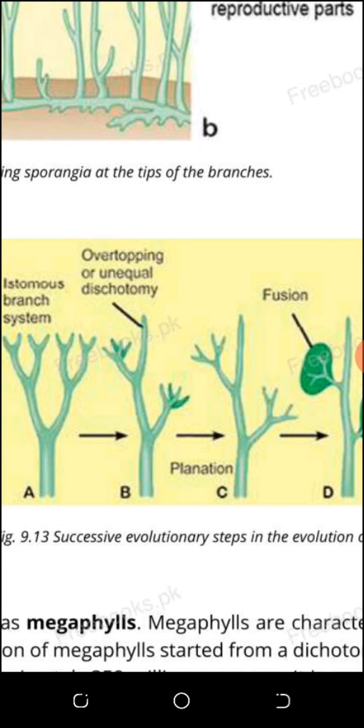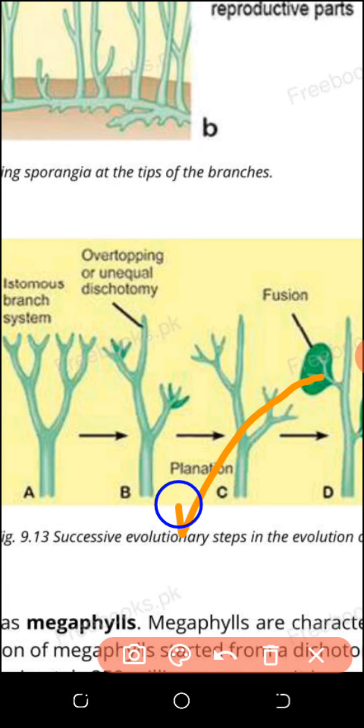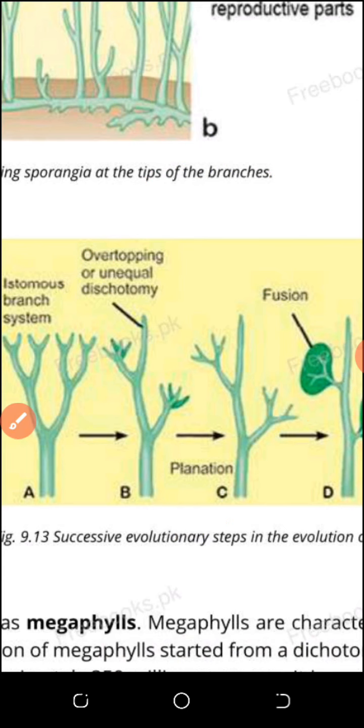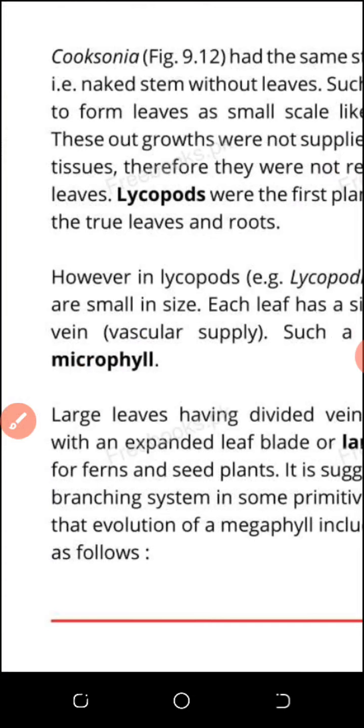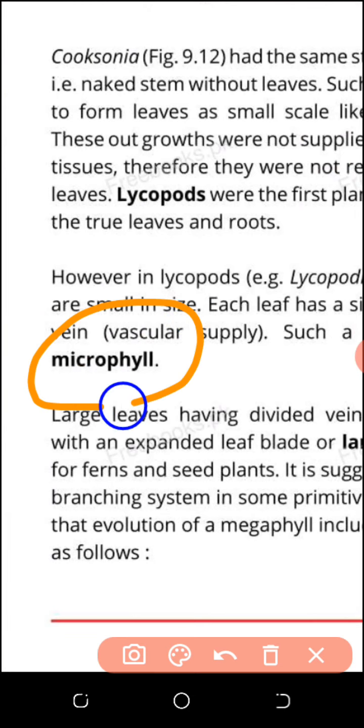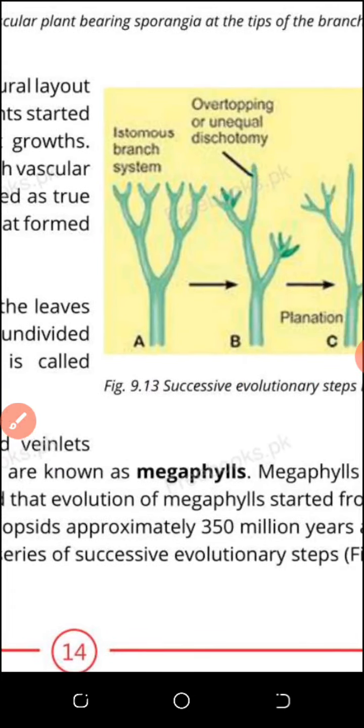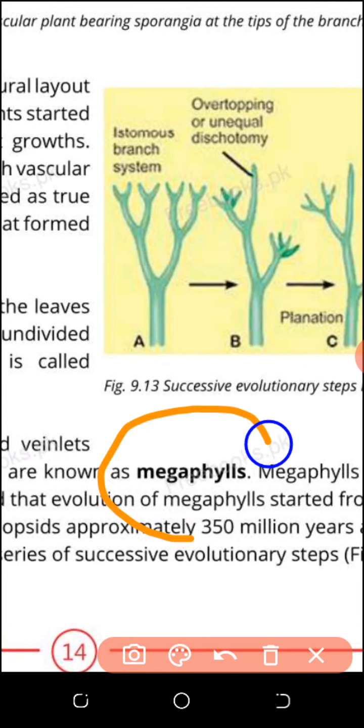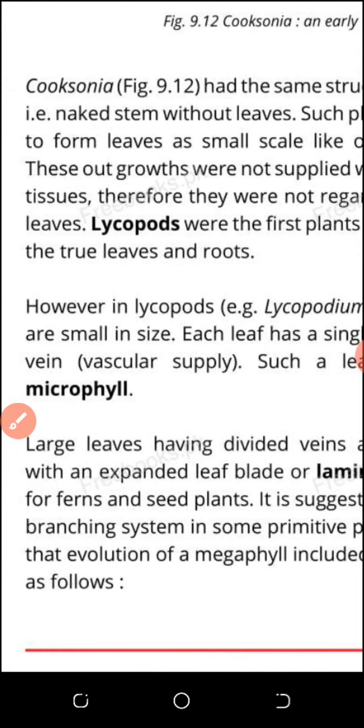Look at the similar process which I am explaining. These dichotomous branches are fused to form the leaf-like structure. So this is the microphyll, the single-veined leaf, and the megaphyll leaf, my sons, is the leaf which is many-veined. One vein present, that is microphyll. Many veins present, that is the megaphyll, the developed leaf.